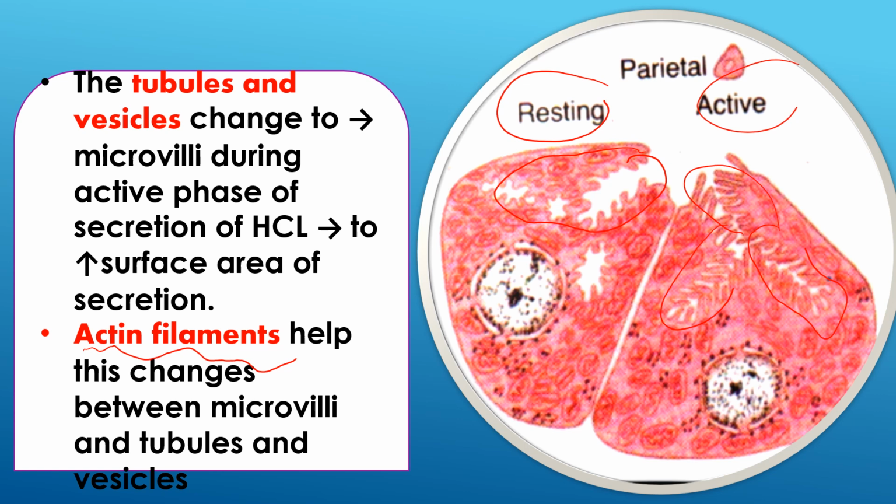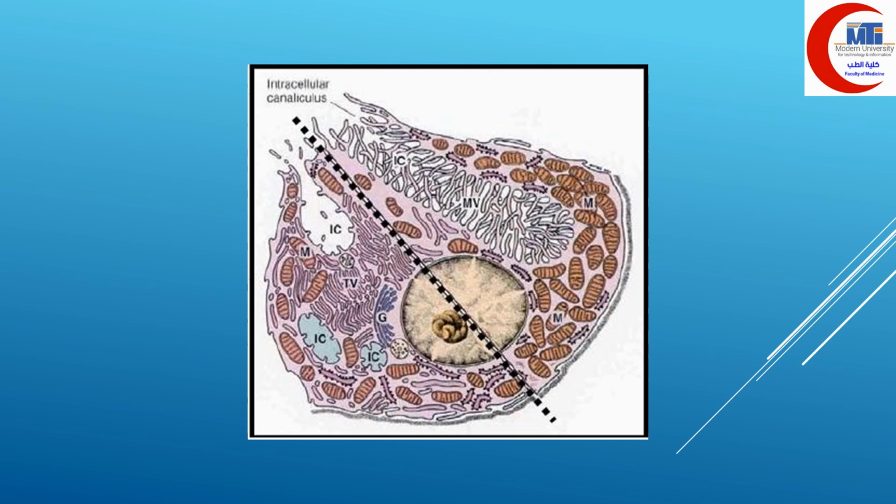Let's see another picture of resting and active parietal cells. Here, can you see? This is a parietal cell, and it is divided into two halves. One half is resting, and the other is active. Can you guess which structure we use to tell whether it is active or resting? Yes, it is the intracellular canalicular system and tubulovesicular system. If there is an extensive and branching canalicular and tubulovesicular system, then it is active. If there is less canalicular and tubulovesicular system, then it is resting.